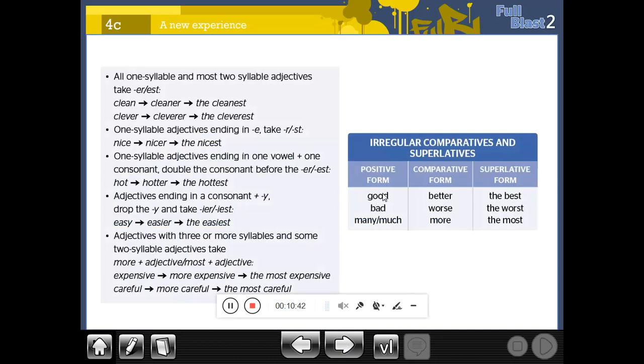Also here we talked about these adjectives: good, better between two, better, more than two, the best. The best. Ahmed is the best student in the class. Messi is the best player in the world. Bad, worse, the worst. Many or much, more, and the most.